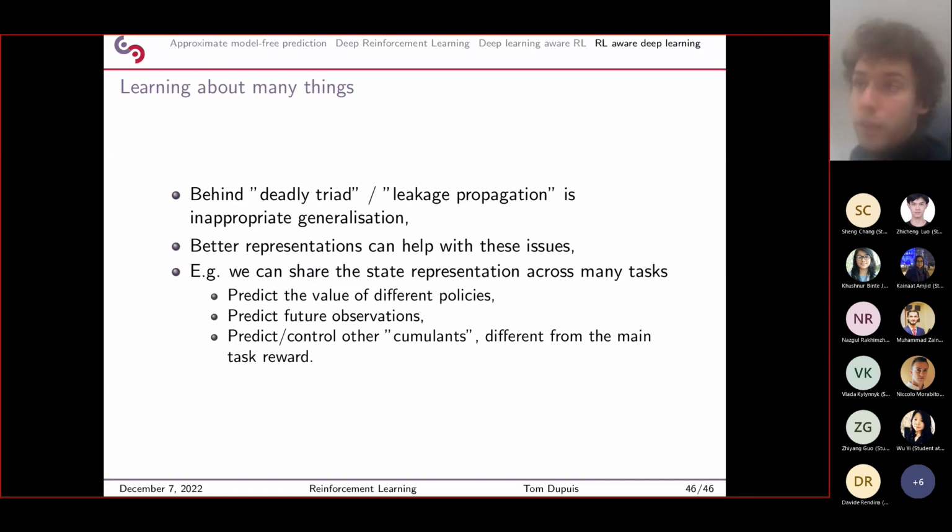Those are self-supervised tasks you could imagine to learn a representation in a non-supervised way, without the reinforcement learning objective, and potentially even pre-train this representation by predicting the value of different policies, predicting future observations, predicting or controlling other what are called cumulants, so predicting rewards from other tasks, stuff like that. And so those are the current research directions in this field.